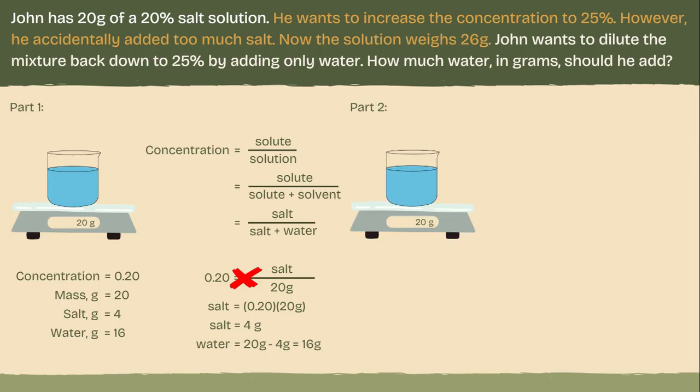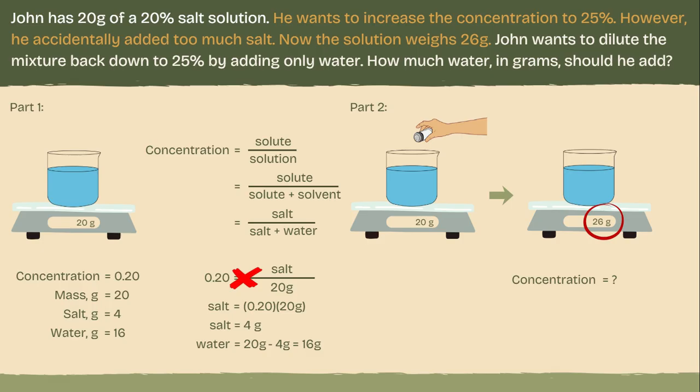He wants to increase the concentration to 25%. However, he accidentally added too much salt. Now the solution weighs 26 grams. Let's see the changes in the composition of the salt solution. We don't know the new concentration, but it's okay. What we need at this stage is the amount of salt and water. The total mass of the solution is now 26 grams. Since John only added salt, the amount of water remains 16 grams.